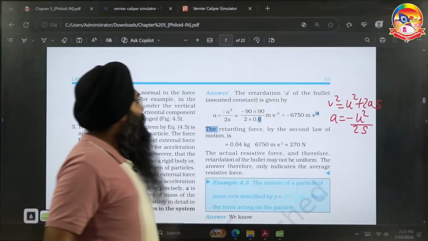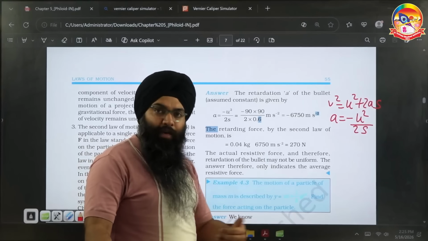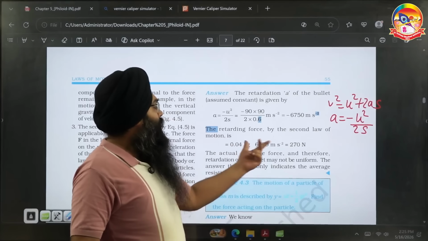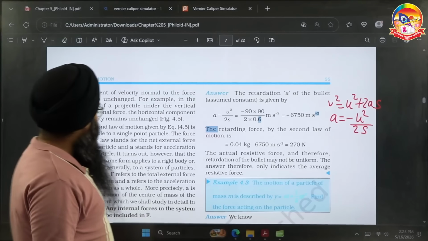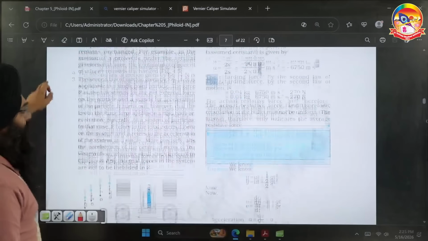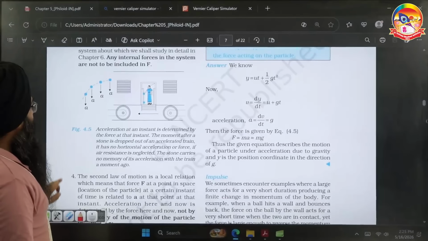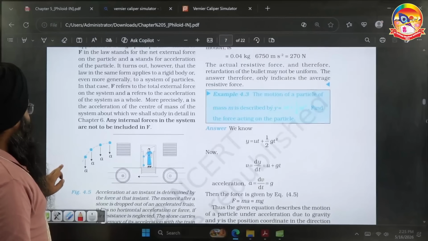Once you get the acceleration value, now the retarding force will be what? We know that F is equal to ma. Mass is given to you, acceleration you already calculated, you will solve it, and you will get 270 Newton as the resistive force. So it was a very basic example, but it will make clear the concept of this.